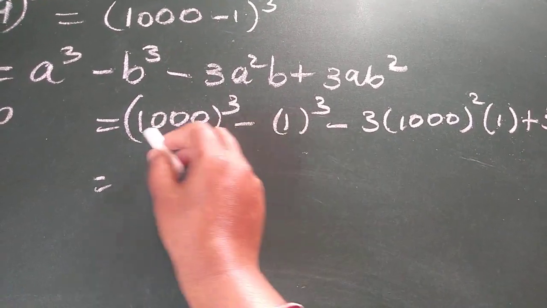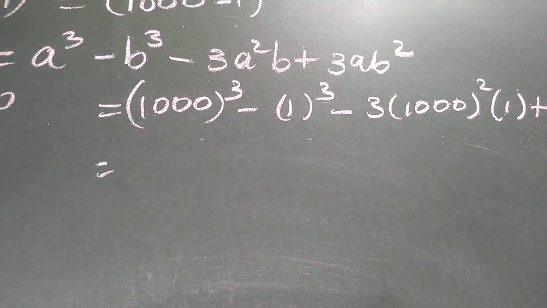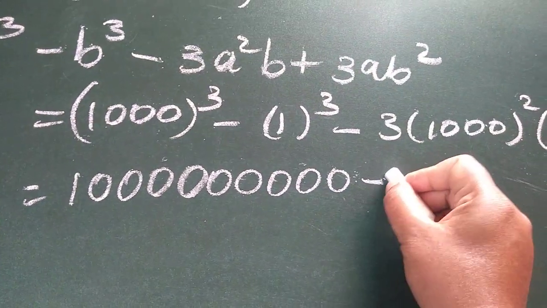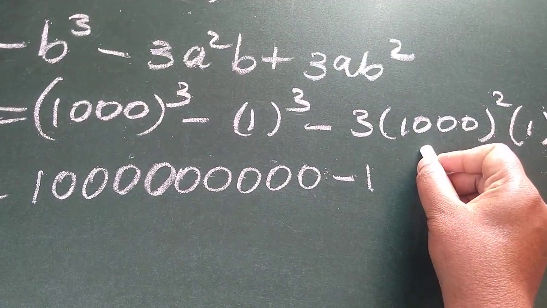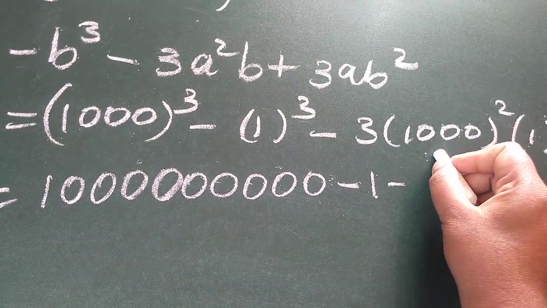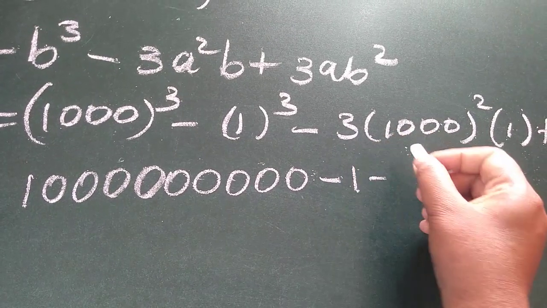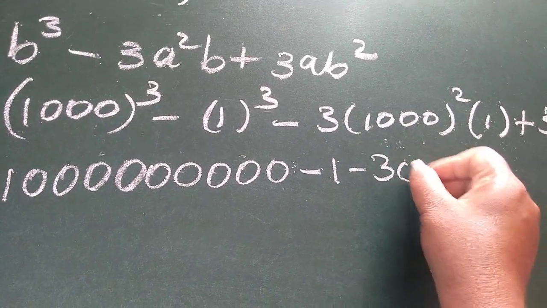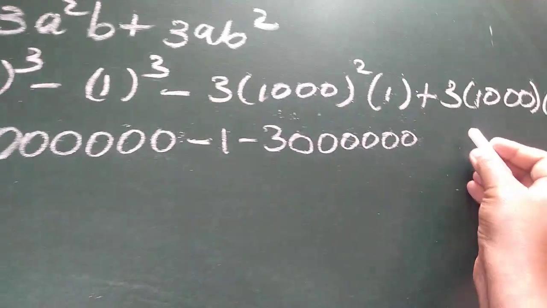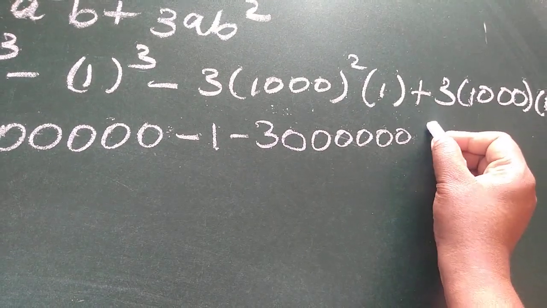1000 cube means 3 zeros, 3 threes are 9. So followed by 9 zeros I should write. Now minus 1. 1 cube is 1. And 1000 square, again 3 zeros, 2 sixes are 6 zeros. 1 followed by 6 zeros. 1 into 3 is 3. 3 followed by 6 zeros. 1, 2, 3, 4, 5, 6. Now 3 into 1000 is 3000. 3000 into 1 is 3000.